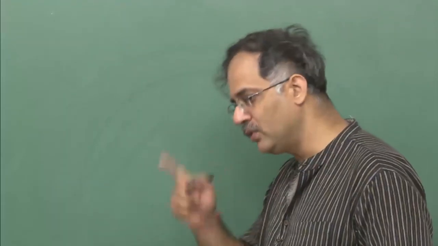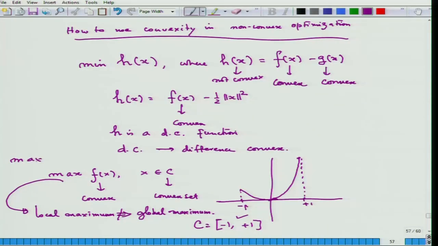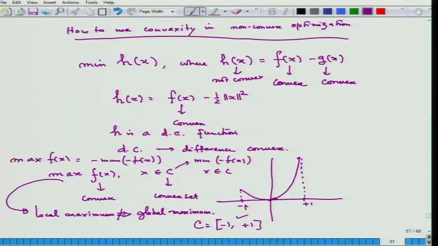In convex minimization, a local minimum is a global minimum, but for convex maximization, a local maximum is not a global maximum. Essentially, max of f(x) is minus min of minus f(x). So this problem can be stated as the min of minus f(x) over x in C, but minus f(x) is not a convex function, it is a concave function. You are talking about the minimization of a concave function, which is non-convex, and hence maximizing a convex function over a convex set is a highly non-convex and difficult problem. The interesting part that we will discuss tomorrow is that we can handle this class of problems using the tools of convex analysis, and that will be a very beautiful thing to see. Thank you very much.